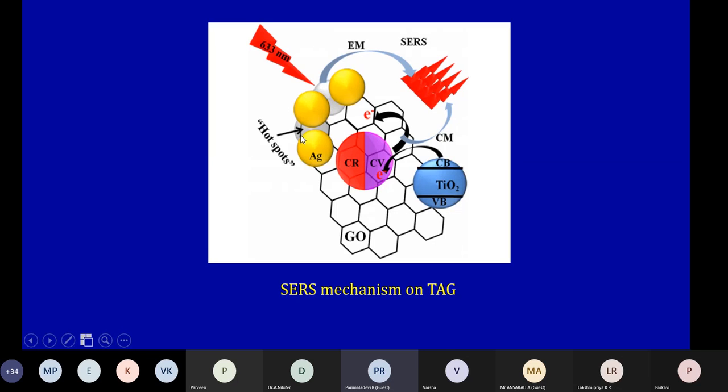In this hot spot there will be enhancement in the electromagnetic field. Okay, so it will give more Raman signal here. Because of this the Raman signal gets increased, or enhanced, and we can easily identify the organic compound. Even a single molecule can be identified using this.